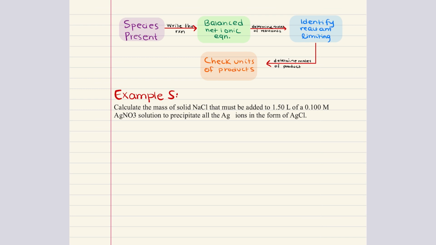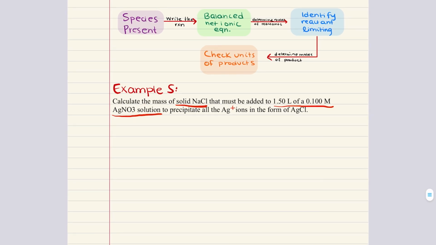Problem 5 reads, calculate the mass of solid sodium chloride that must be added to 1.5 liters of a 0.1 molar silver nitrate solution to precipitate all the silver ions in the form of silver chloride. So what we have for this reaction is sodium chloride reacting with silver nitrate. Both of these are aqueous solutions, and they react to form sodium nitrate, which is insoluble, as well as silver chloride, which is also insoluble. So we have 2 solids here.